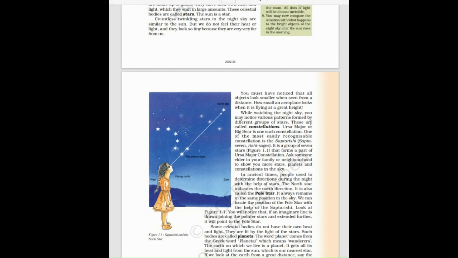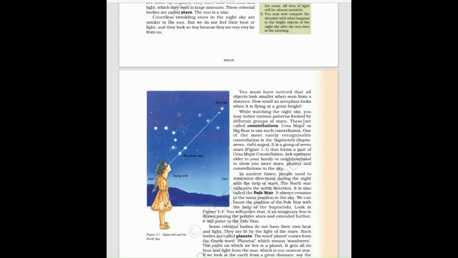Now let's talk about the constellation. Some of the stars form a particular pattern in the sky, which is known as a constellation, in which Ursa Major or the Big Bear is one such constellation. In this constellation, we find a spoon or question mark like pattern, which is called Saptarishi. It has a group of 7 stars, as you can see in this picture.